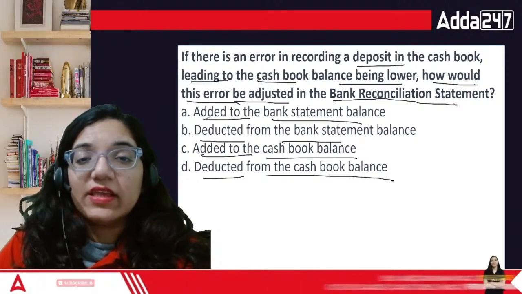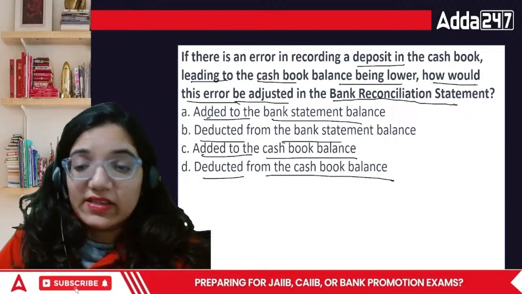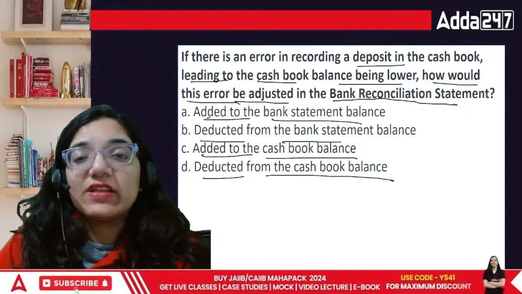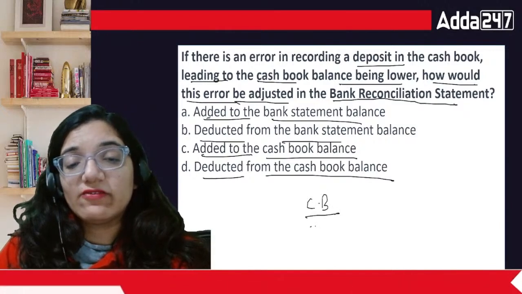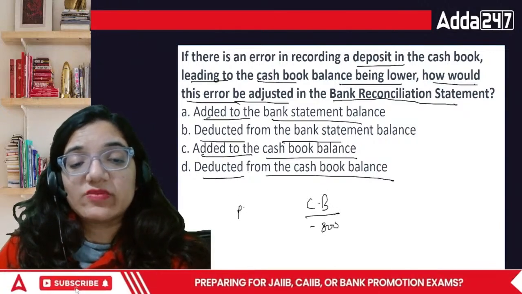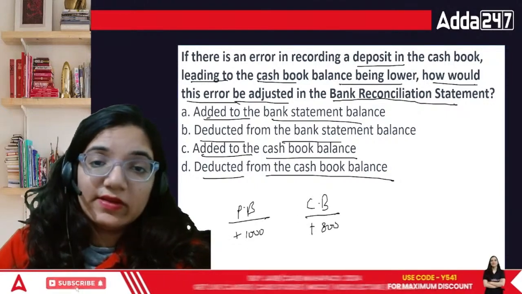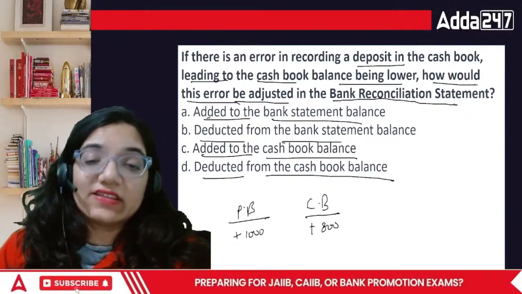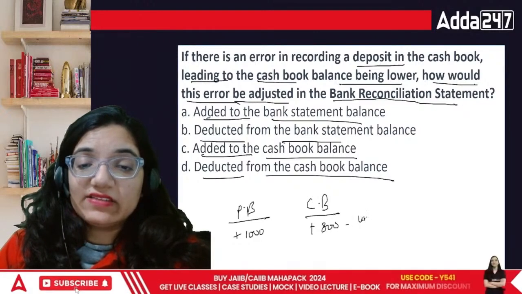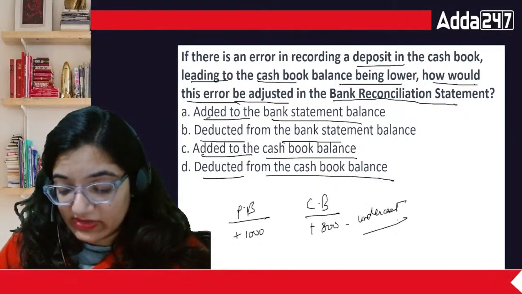If there is an error in recording the deposit in the cash book, leading to the cash balance being lower. In this case, the cash book balance is 800, while your passbook balance is 1000. So what will you do? Now that you know that in your cash book the valuation is undercast, when it is less than the required value, it is called undercast.